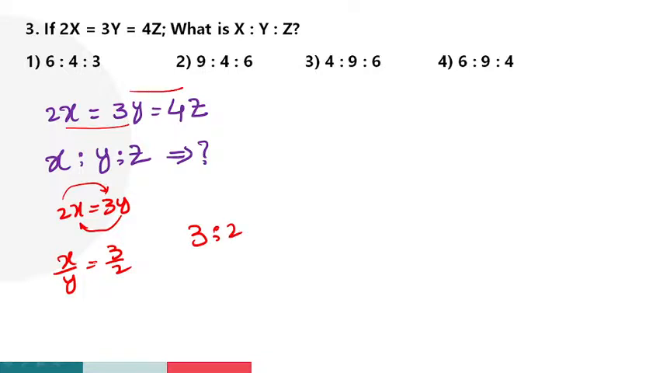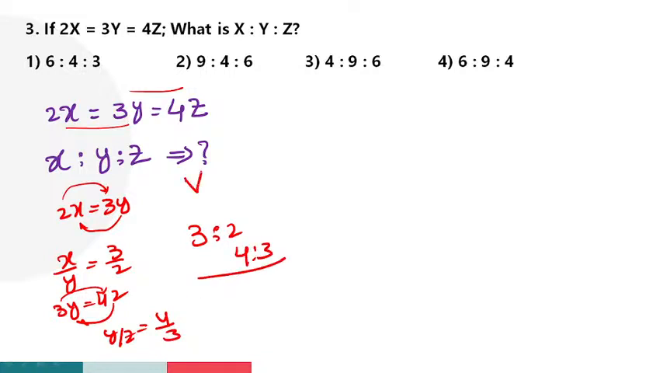Again take these two values, guys. So 3y is equal to 4z. So z is coming here and 3 is going to be here. So then y by z is equal to 4/3. 4/3 means 4 is to 3. Leave a gap. So already you know this shortcut.